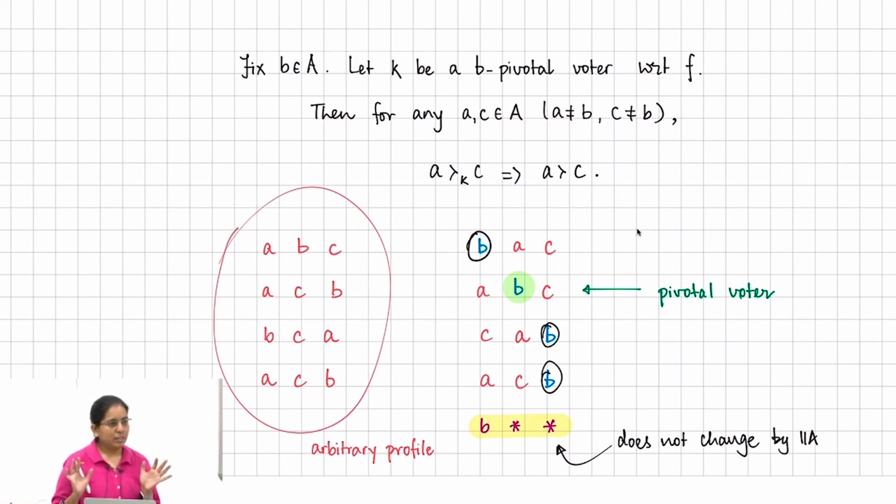So the relative orderings between A and B are exactly the same in this profile that we are staring at and in the penultimate critical profile that we had in the previous screen. So in that profile, remember that the mechanism output B at the bottom. So what will the mechanism output here between B and A?